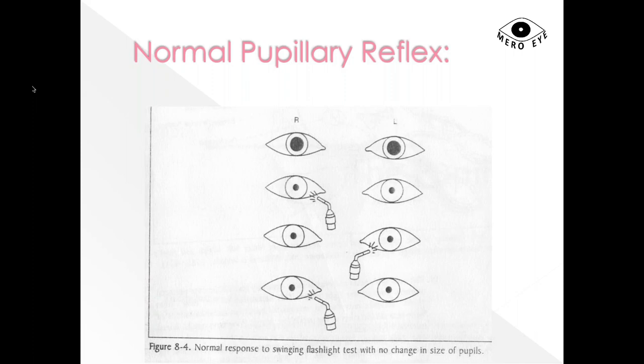For a swinging flashlight reflex, we illuminate the torchlight into one eye for 3 to 4 seconds, then move to the other eye for 3 to 4 seconds, and back to the first eye. Let's look at this diagram. In the first diagram, both the pupils are dilated because we have not shown a torchlight. As soon as we shine the torchlight in the right eye, both the pupils constrict. Then after 3 to 4 seconds, we move the torchlight to the other eye, and again there is constriction. We move the torchlight back, and again there is constriction. This means that both the optic nerves are functioning to the same degree, and there is no RAPD.